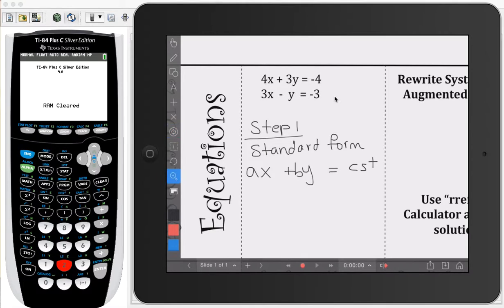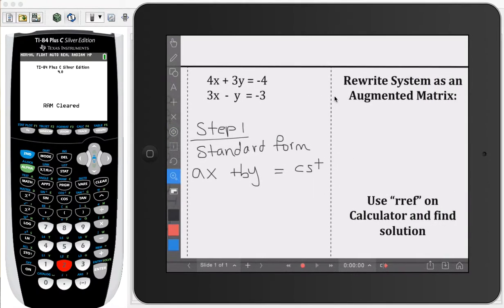Once you check that your equation is written in standard form, you have to write the augmented matrix. So what is an augmented matrix? You have to have two brackets. The first column stands for the coefficients of x. The second column stands for the coefficients of y. And the third column can stand for z if you have a third variable. But in this case, the third column stands for the constant.